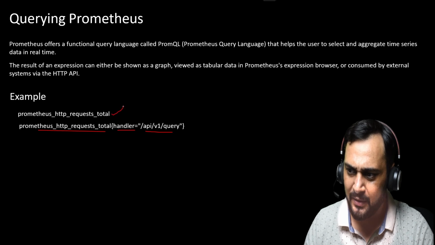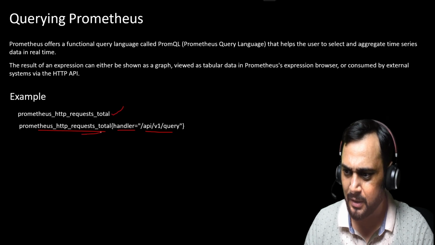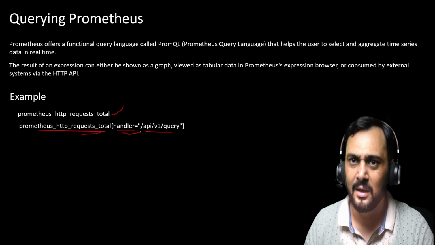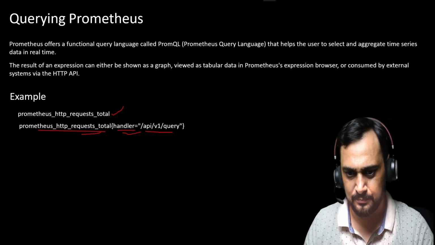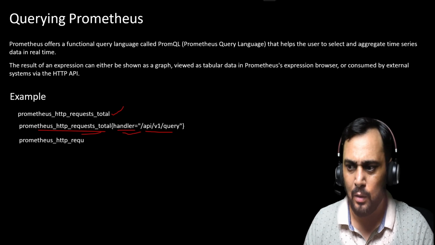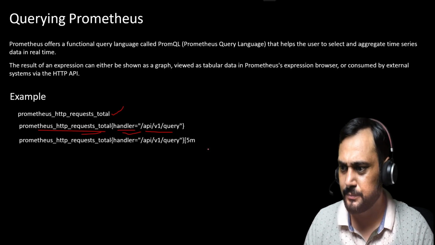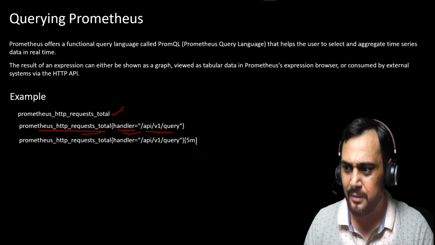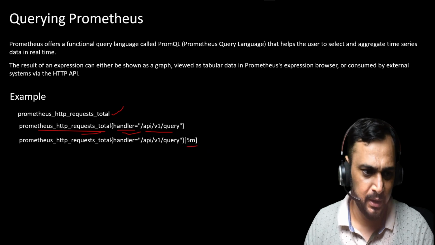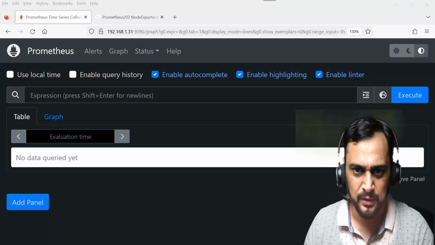this is my metric name and this is my metric name again. And here we are adding labels, right? Or we can also use 5 minute. I will show you in the graph here. It would be easy if I can show you here.